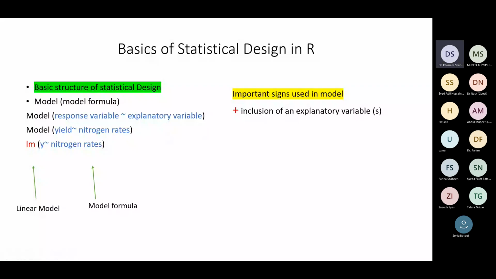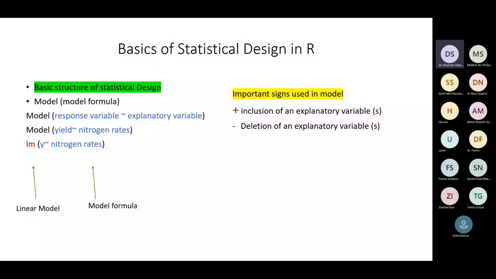Then you can delete any explanatory variables. With the minus sign, you can delete, for example, nitrogen rate minus variety. So you write all your independent variables, and if you want to delete some independent variable from the model formula, these signs all come in the model formula. So you can add explanatory variables, and you can delete explanatory variables.